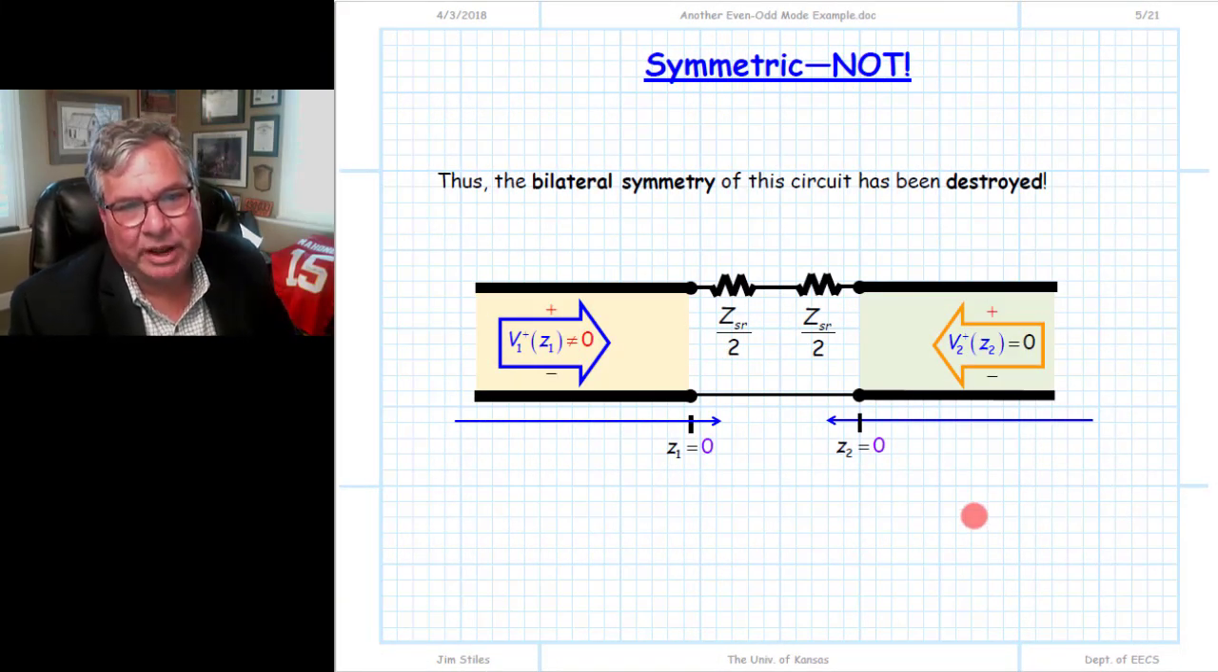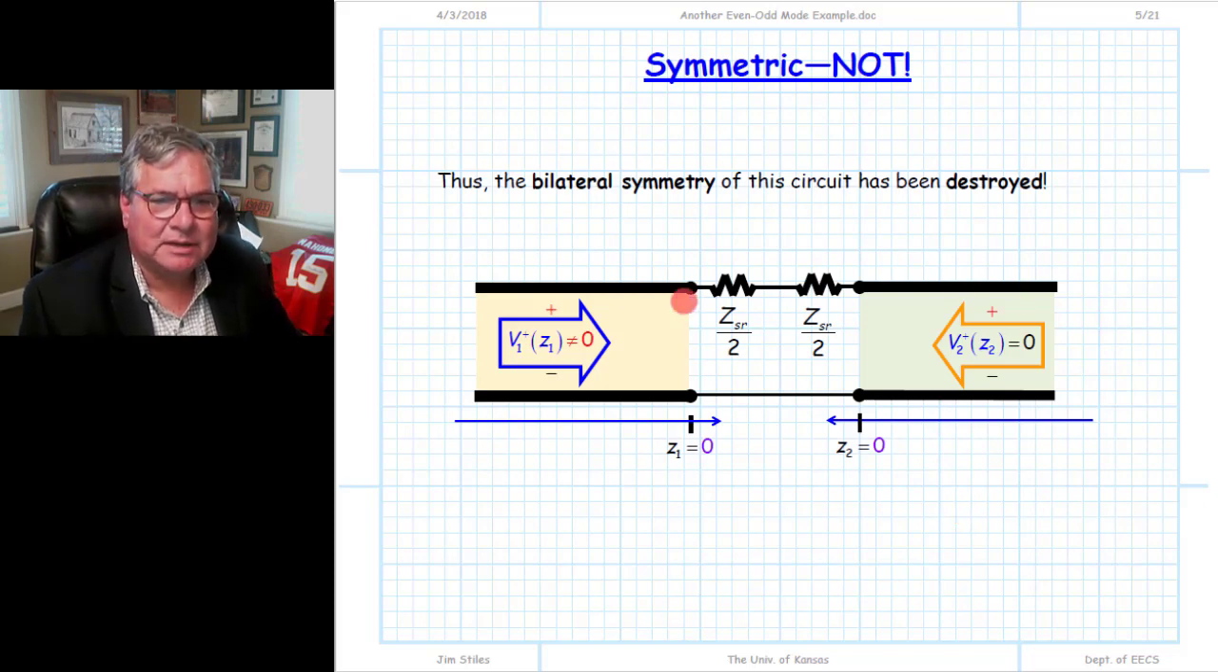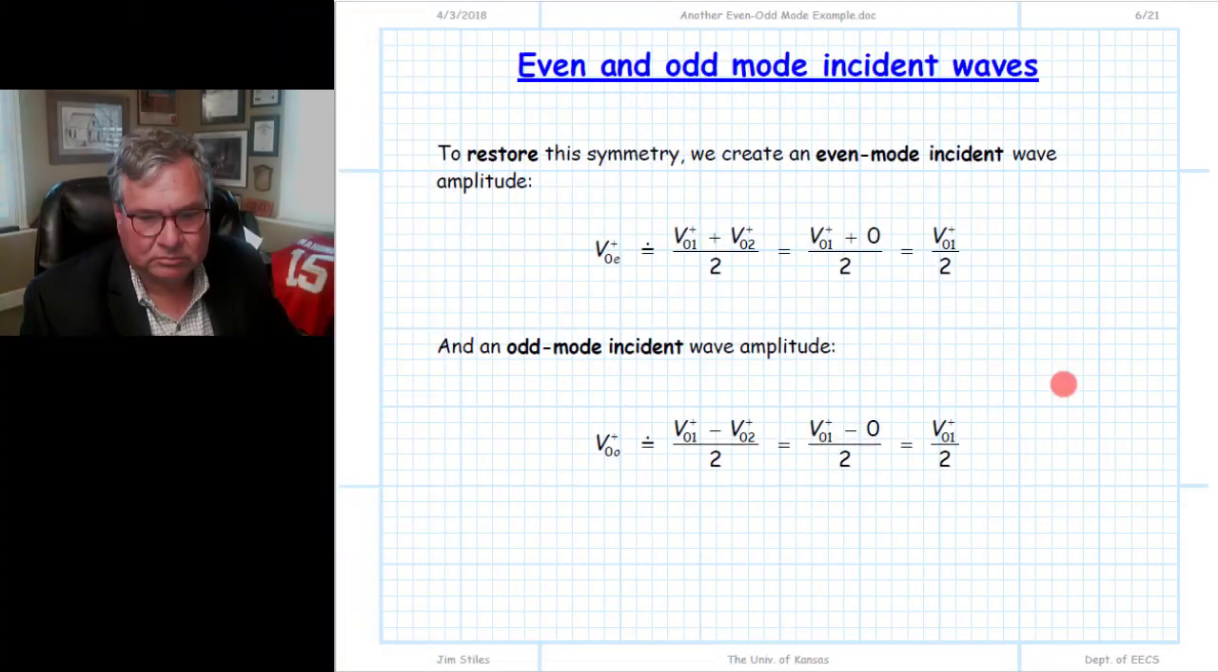So if we look at our two incident waves, what we've seen is that the symmetry of the circuit, the symmetry of the structure has been destroyed. We have a wave propagating from left to right in the direction of increasing Z here, but we don't have a similar wave of equal magnitude and phase propagating from right to left. In fact, the incident wave propagating from right to left we know is 0, where this is non-zero. So the source in this case, the wave bringing energy to the structure, has destroyed the symmetry of the circuit.